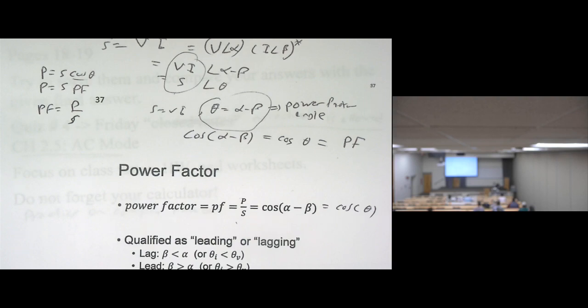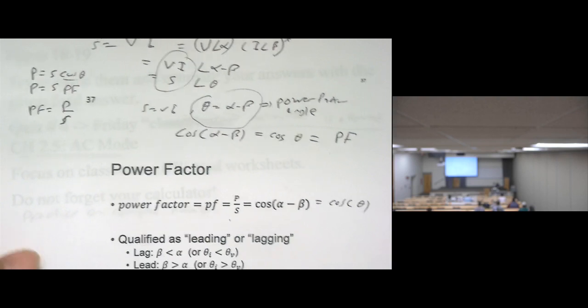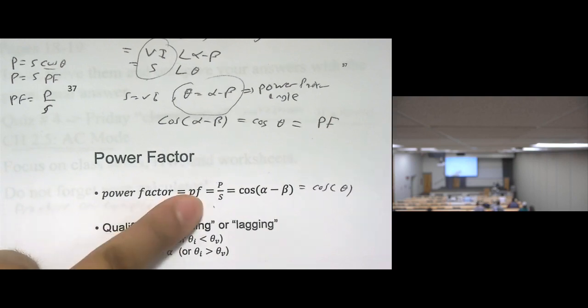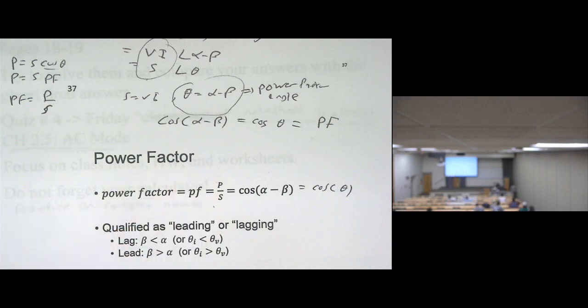Okay, so why are we using this? What's the indication of the power factor? What's the meaning behind the power factor? By looking at the power factor formula, it's P over S. So what's P? The physical meaning of P is real power. What's the physical meaning of S? Apparent power. What does this mean?